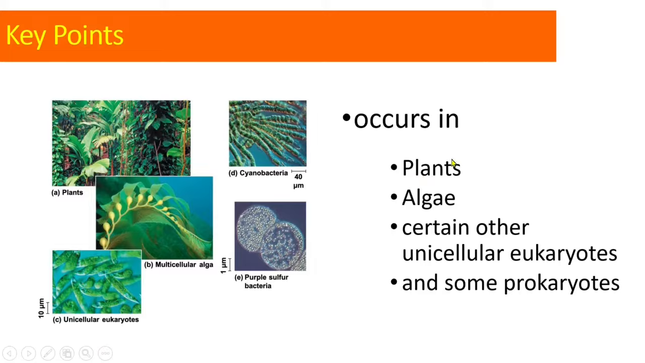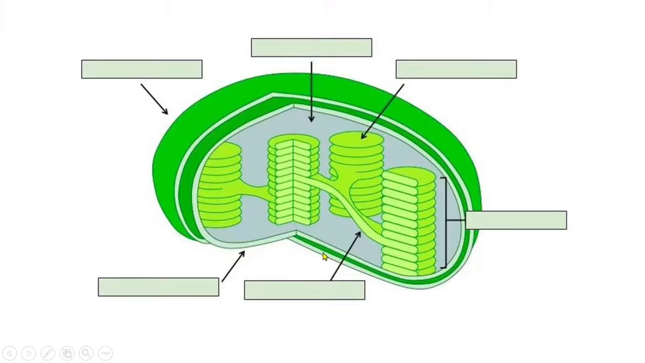Now, another key point is that photosynthesis occurs, as mentioned a while ago, in plants, algae, certain other unicellular eukaryotes, and also some prokaryotes. This includes the plants, the cyanobacteria, multicellular algae, brown algae, red algae, purple sulfur bacteria, and also unicellular eukaryotes like Euglena, which is green. Since photosynthesis happens inside plants and other autotrophic organisms, the organelle where photosynthesis happens is, of course, the chloroplast.